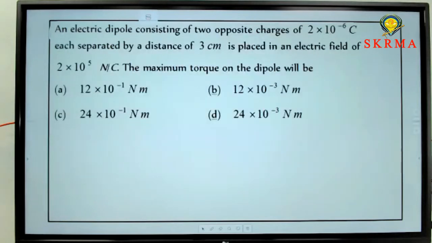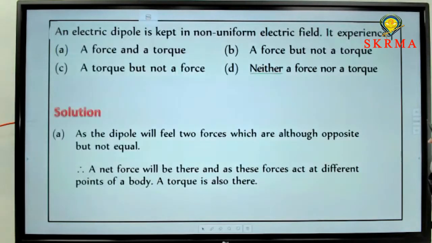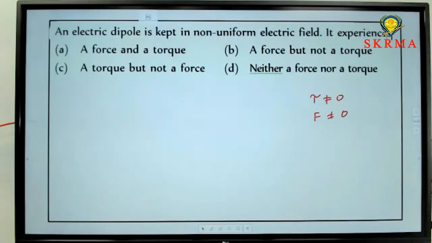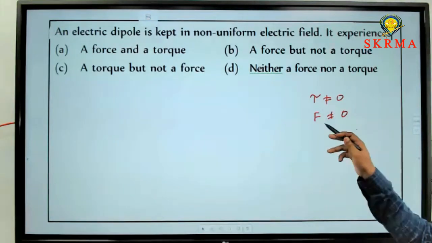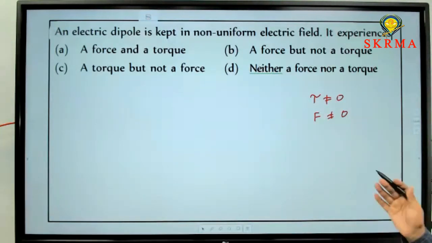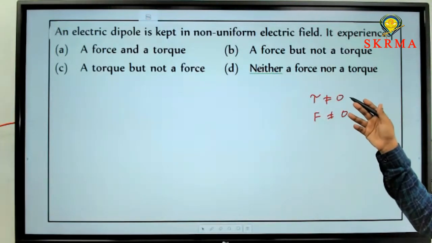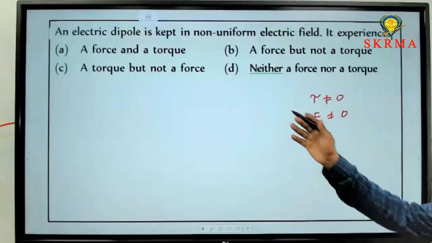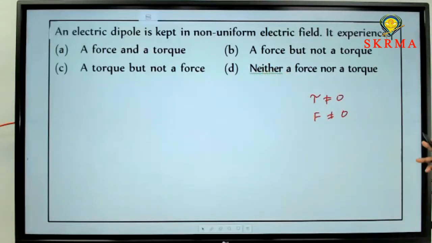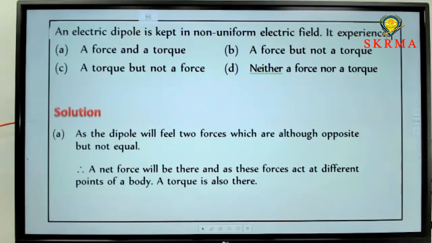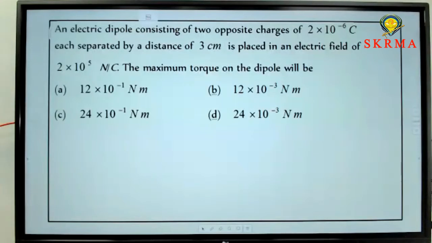Next. So in a non-uniform electric field, torque and force are non-zero, meaning it has torque as well as force. So select the first option. Next one, try to solve this one.